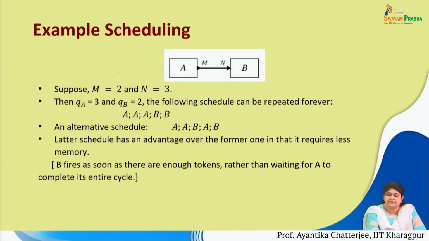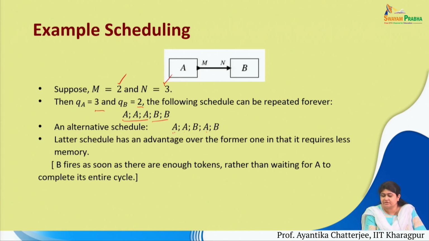Consider the values M equal to 2 and N equal to 3, with actor A firing 3 times and actor B firing 2 times. So, what is happening in a particular interval: 3 into 2 is 6, and this is also 3 into 2, 6. So, 3 times A is firing and then 2 times B is firing. There may be an alternate schedule, ABAB. Let us see how it works.